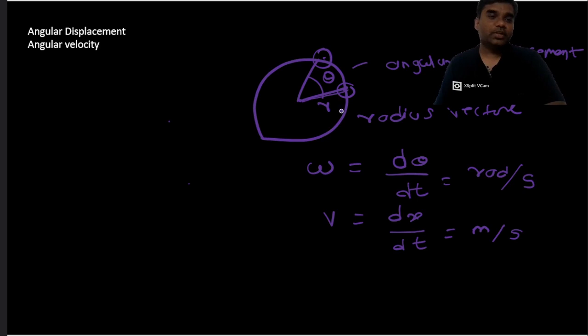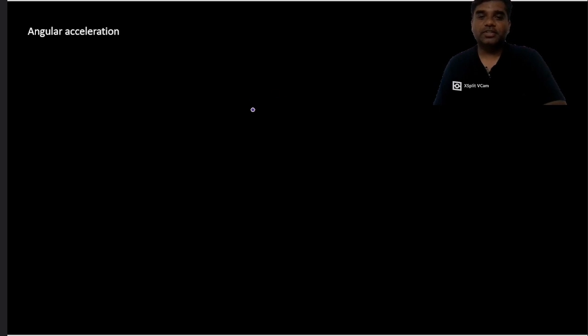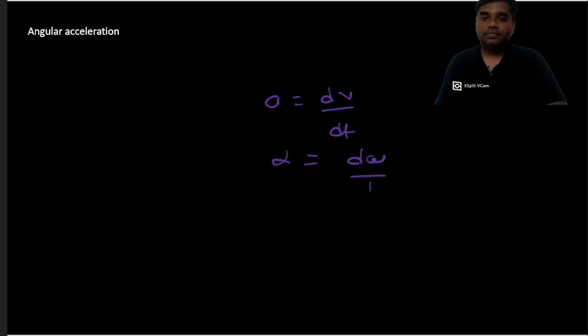It's clear? Okay. Now we will move towards the next. What is the angular acceleration? In the case of linear or 1D motion, acceleration is dv by dt. In the angular case, we use the symbol alpha, d omega by dt. Here the unit is meter per second square, but here the unit is radian per second square.